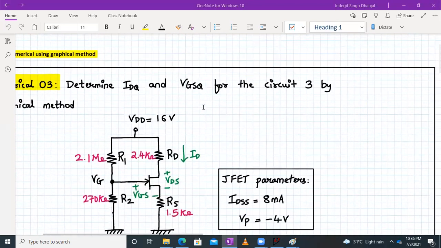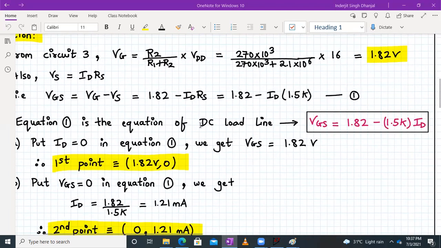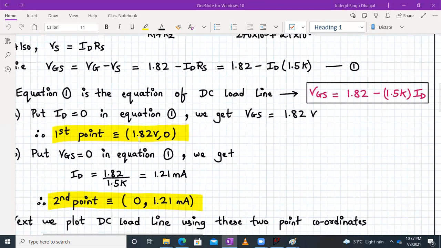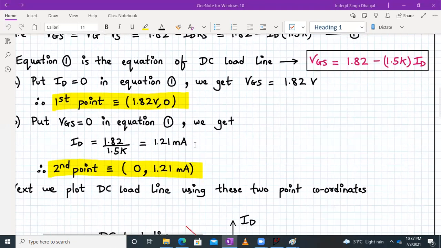Remember, we are solving it by graphical method. So we have to identify the equation of the DC load line. In this equation, if I substitute ID equal to 0, what will be my VGS? 1.82. So the first point will be 1.82, 0. And in the next condition, I'll substitute VGS equal to 0. So ID will be 1.82 divided by 1.5K, which comes out to be 1.21 milliamperes. So the second point will be 0, 1.21 milliamperes.